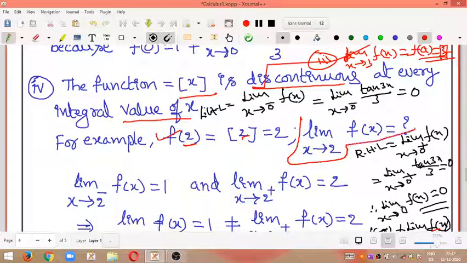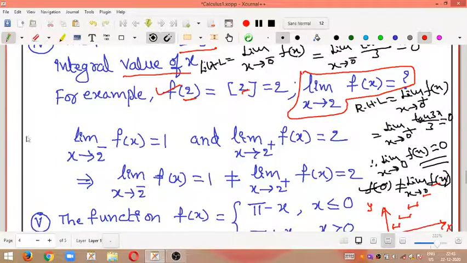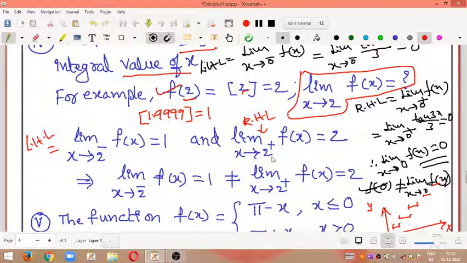Limit as x tends to 2 of f of x, how much do we want to check? So by left hand limit and right hand limit we want to check whether they are equal or not. So left hand limit is limit as x tends to 2 minus f of x is equal to 1. How? Limit as x tends to 2 minus means 1.99999 something. So that's why 1.999 means greatest integer value 1. Okay, so next, that is the left hand limit value and right hand limit value.